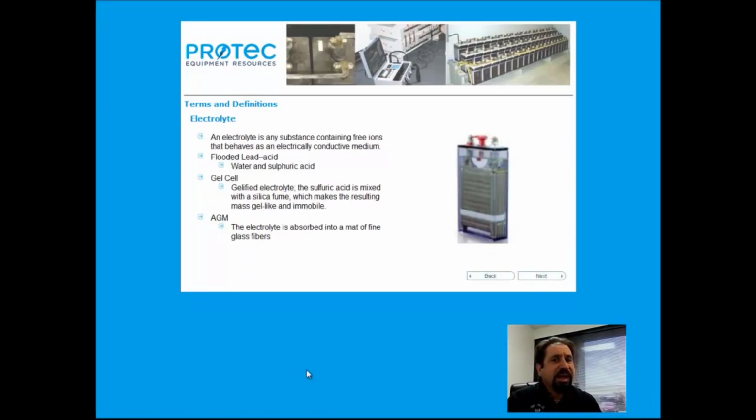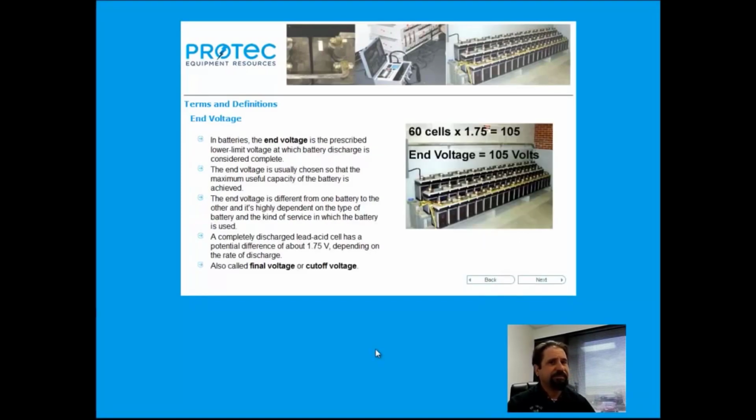Electrolyte. An electrolyte is any substance containing free ions that behave as an electrically conductive medium. With flooded lead-acid batteries, electrolyte consists of the water and the sulfuric acid. In gel cells, gelified electrolyte, the sulfuric acid is mixed with a silica fume, which makes the resulting mass gel-like and immobile. On AGM sealed cells, the electrolyte is absorbed into a mass of fine glass fibers.